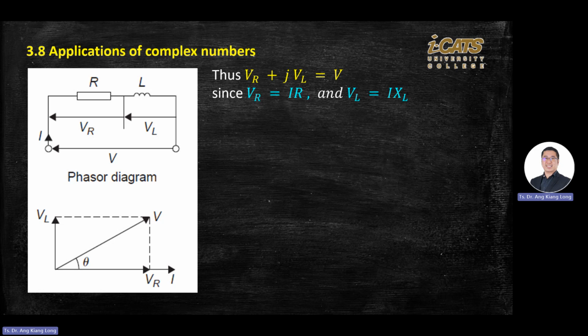And Ohm's law, V equal to IR, and VL equal to I XL, where XL is the inductive reactance, or for a capacitor, XC. So inductive reactance is equal to 2 pi FL ohms. But basically, you can just assume XL is similar to R. Right?